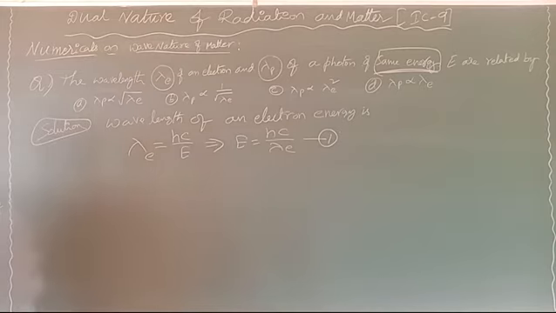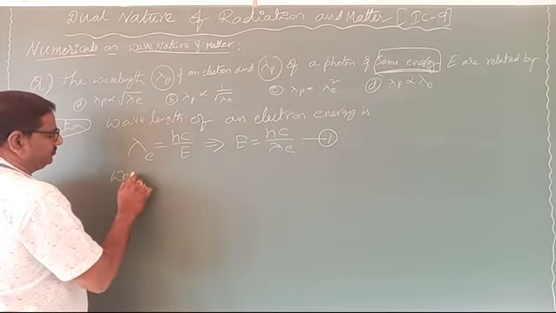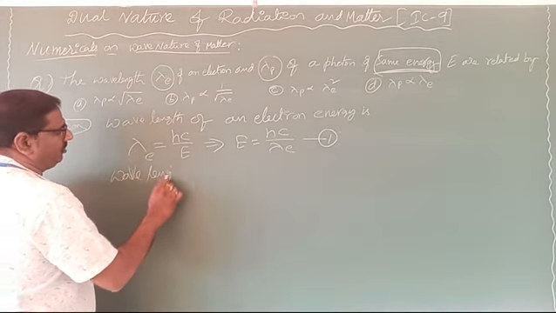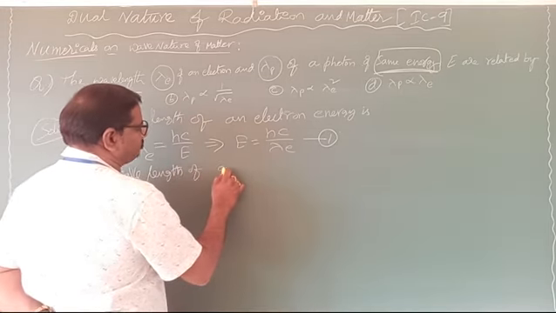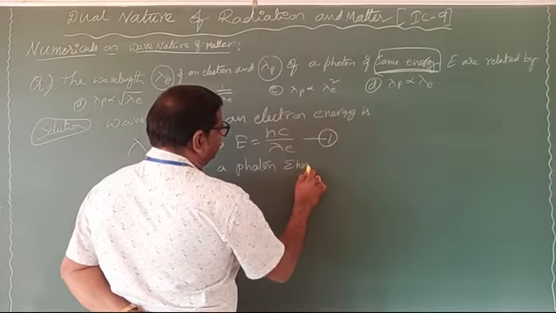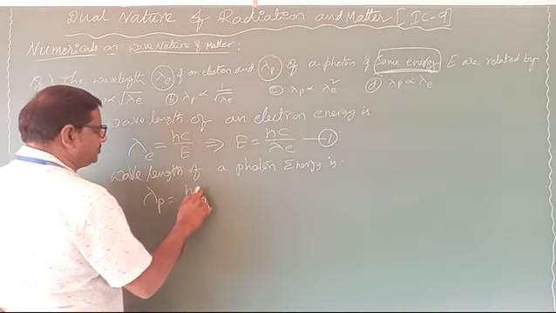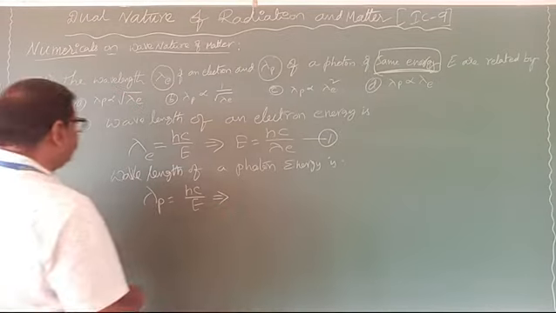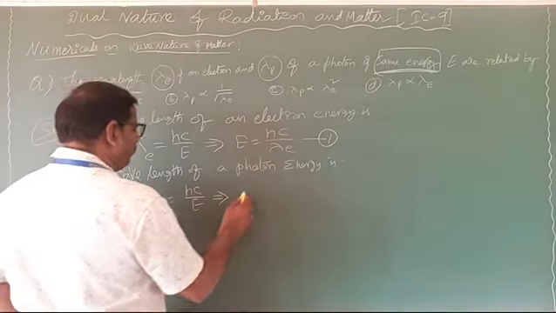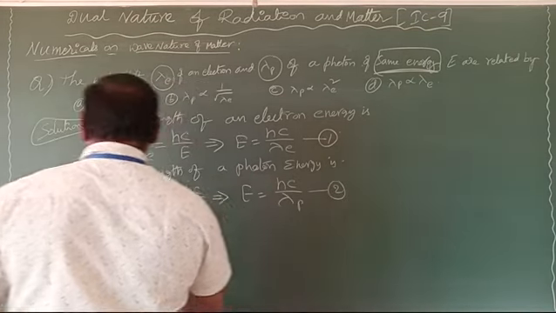Similarly, with the help of the same, the wavelength of a photon with energy E. We can write the photon wavelength lambda p equal to hc by E. From that, you can write E equal to hc by lambda p. It is equation number 2.